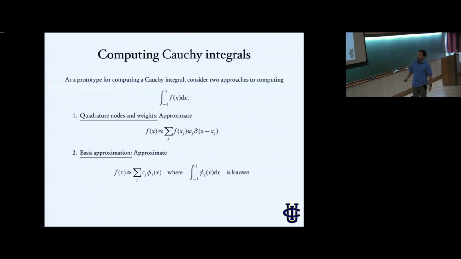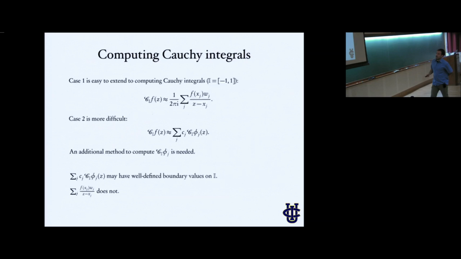So I had these two philosophies for computing Cauchy integrals, possibly maybe others. We had our quadrature nodes and weights, and then we also had the idea of basis approximation. This is the philosophy that we're using. The limiting fact was being able to compute the Cauchy integral. We approximated f in the basis phi, but to compute the Cauchy integral, I needed a formula for this.